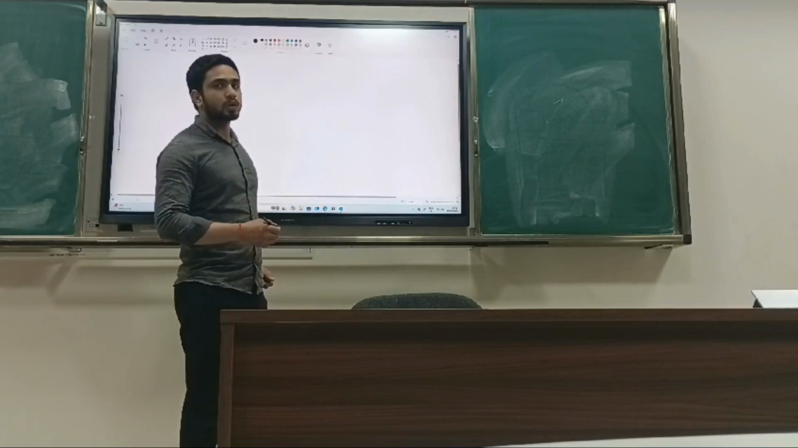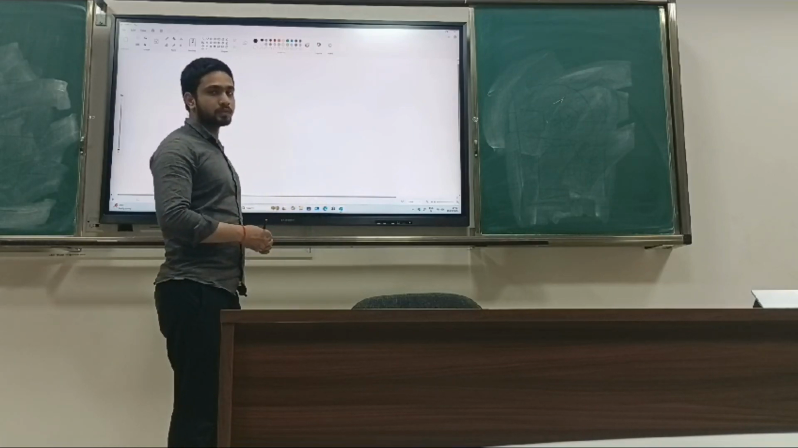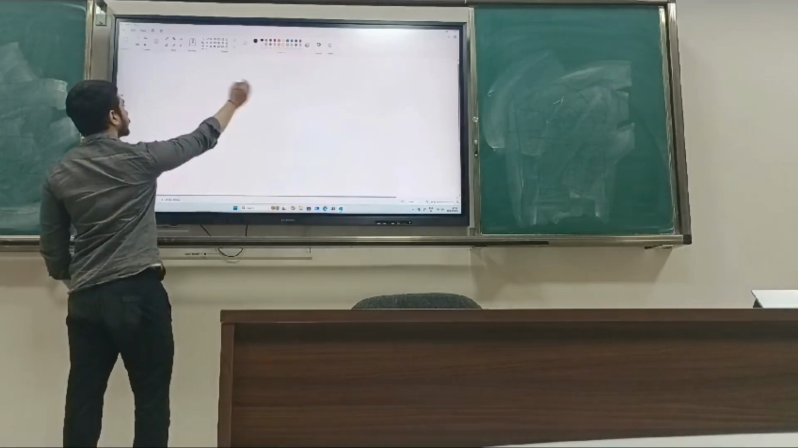Okay, so today we will see how to draw the graphs of different types of equations. So, graphs of different equations.